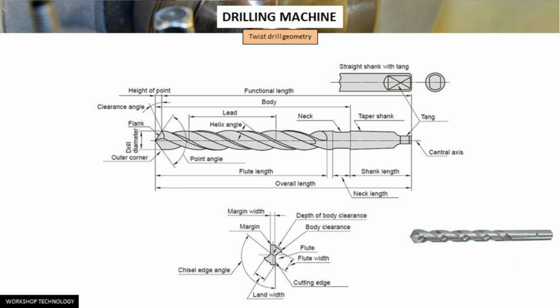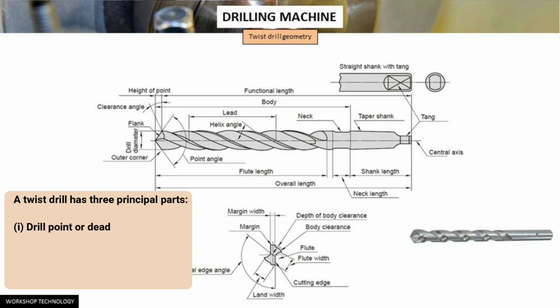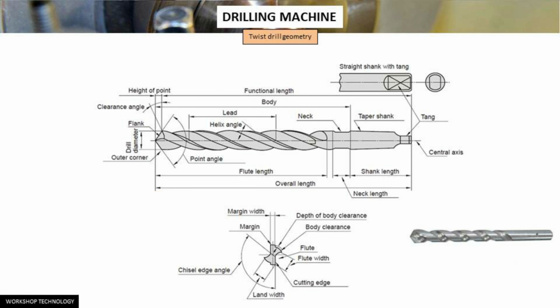The geometry and the nomenclature of a twist drill is shown in this particular figure. A twist drill has three principal parts. First is the drill point, which is also known as dead center. Second is the body, and third is the shank. Now let's understand some other nomenclature of a twist drill.